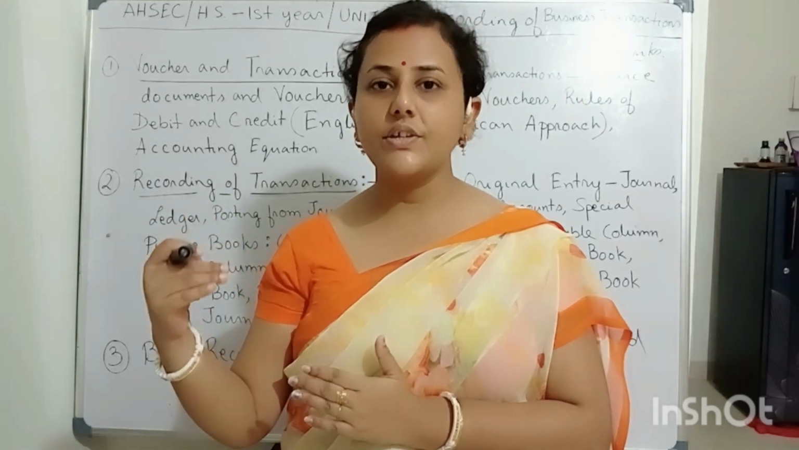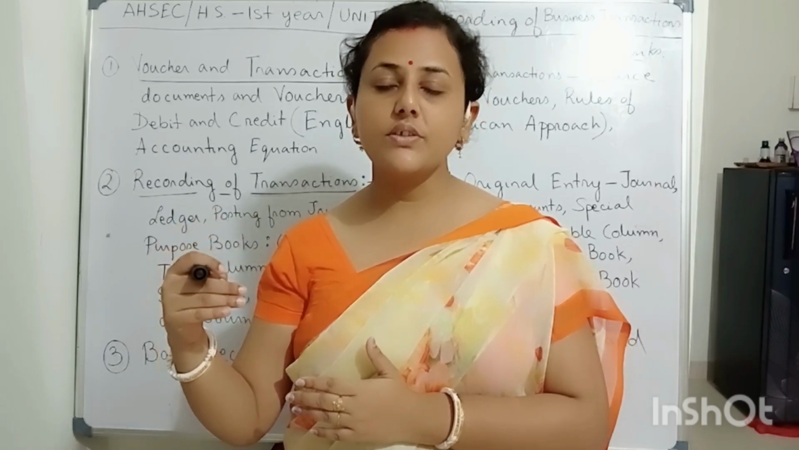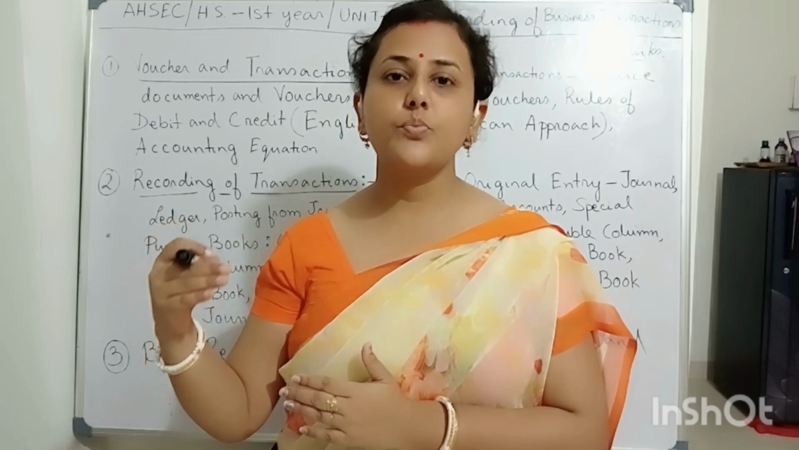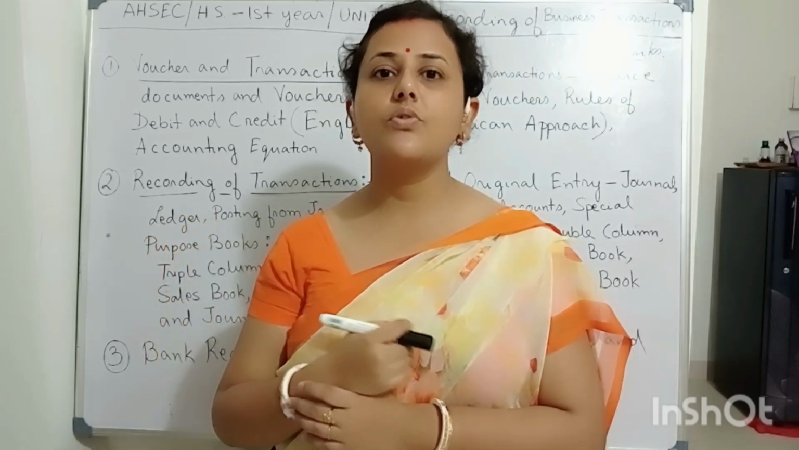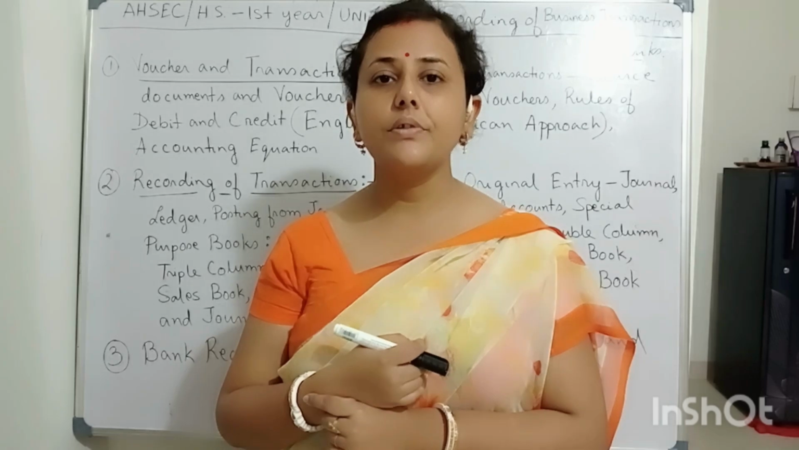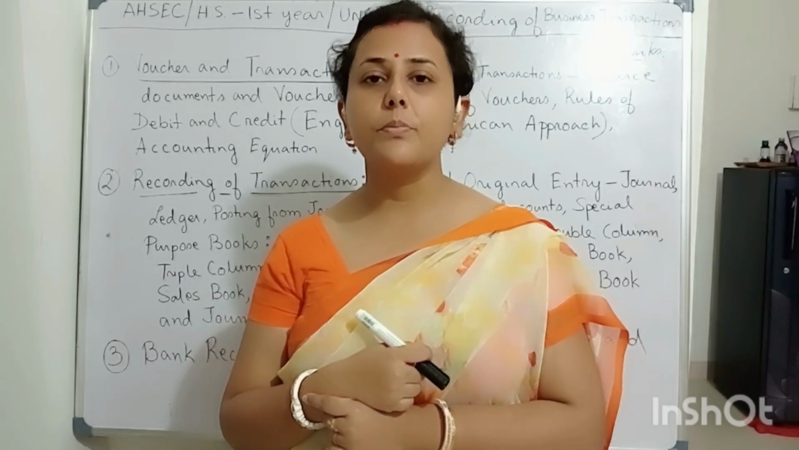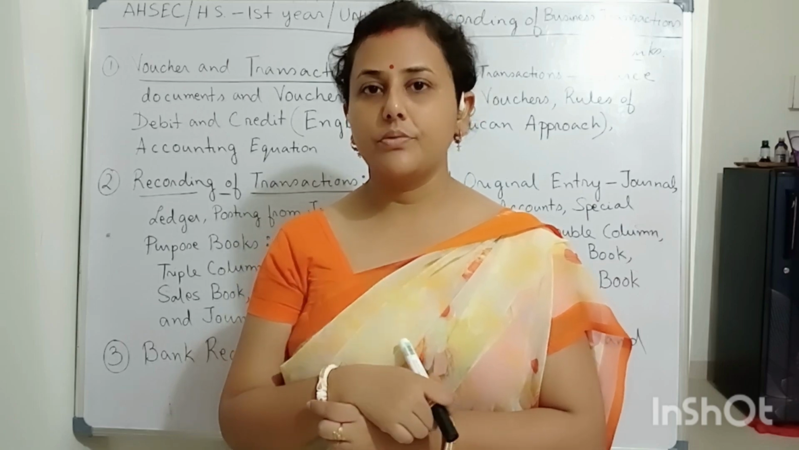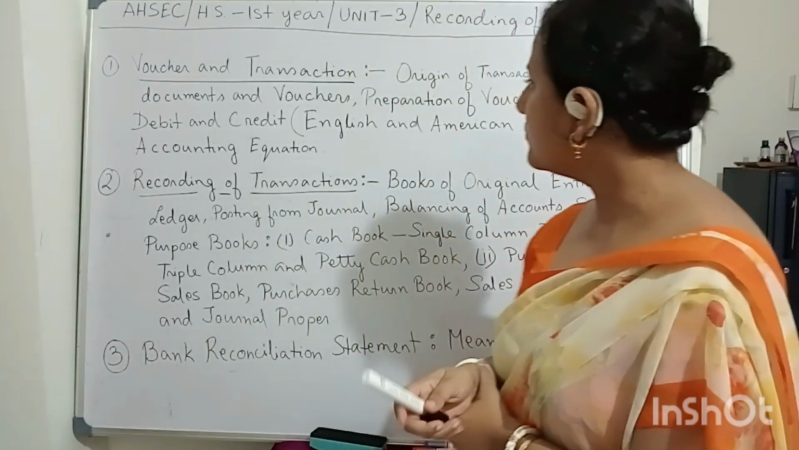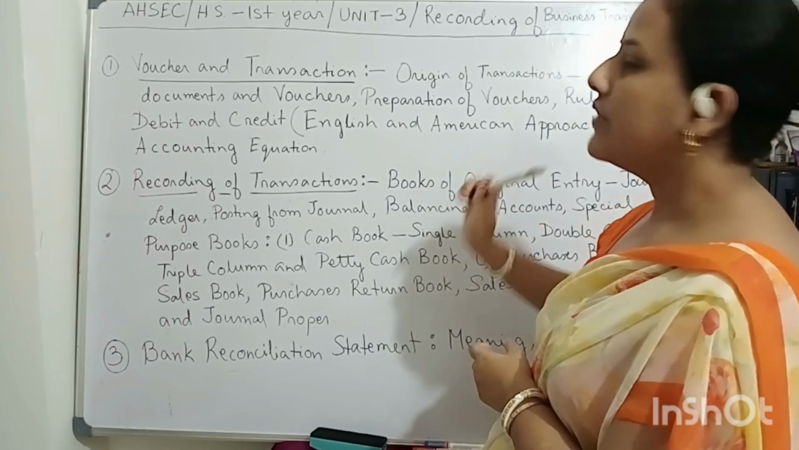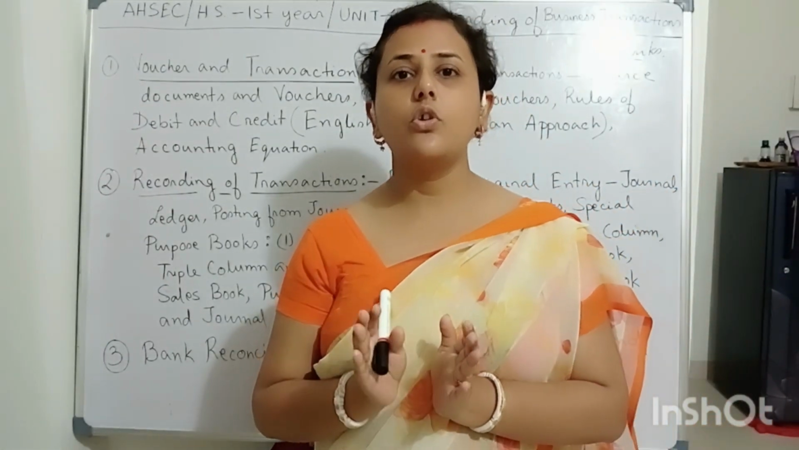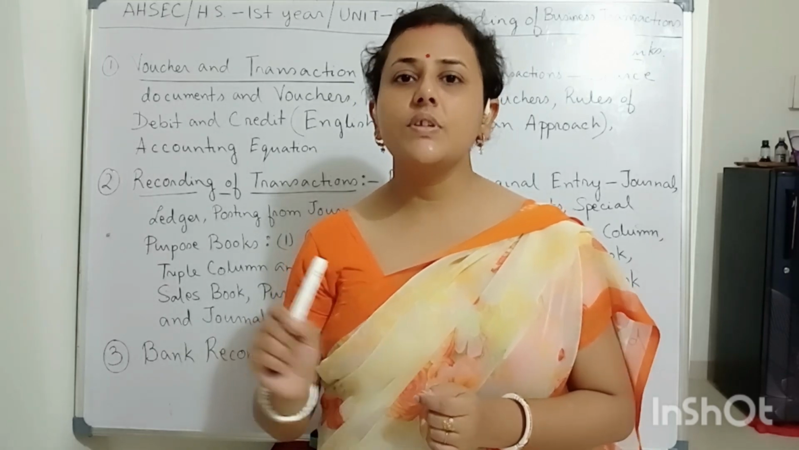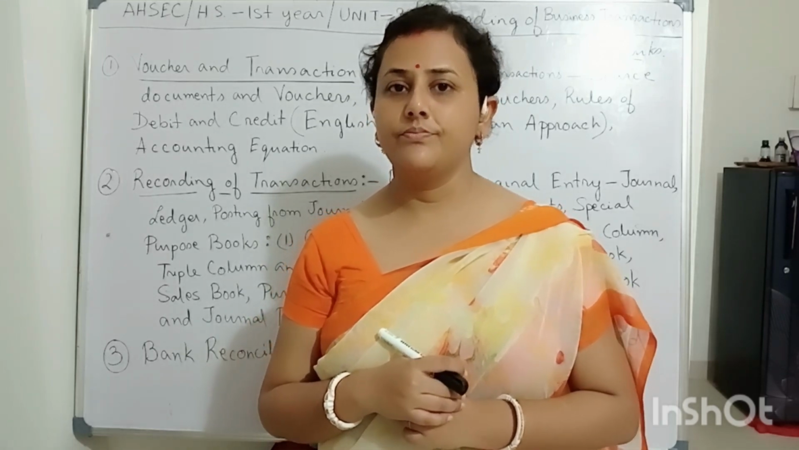Firstly journal, then ledger posting is done, then trial balance is prepared, then trading account is prepared, profit and loss account is prepared, profit and loss appropriation account is prepared, balance sheet is prepared. All the financial statements are prepared only by seeing that source document, that is voucher. So preparation of voucher will be done by whom? By the shopkeeper, the person who is selling the item or commodity. Got it?